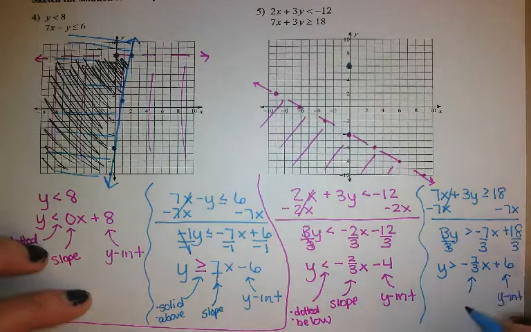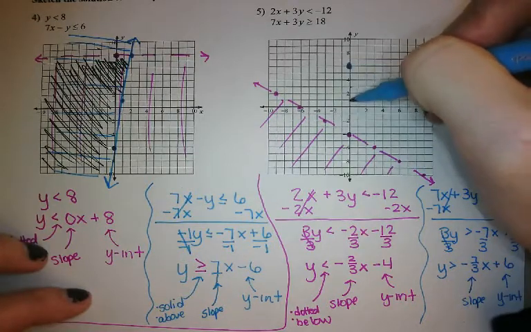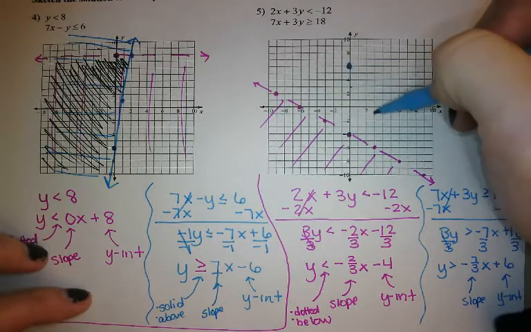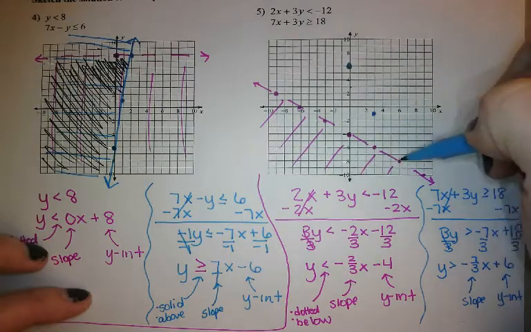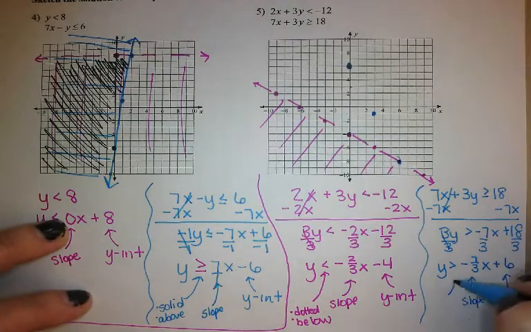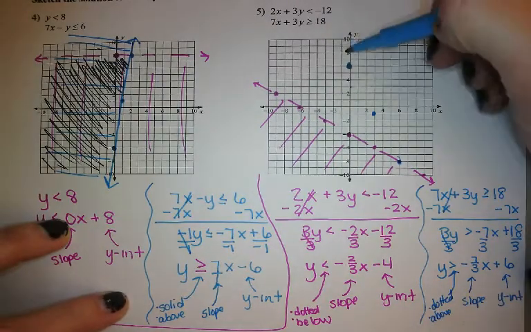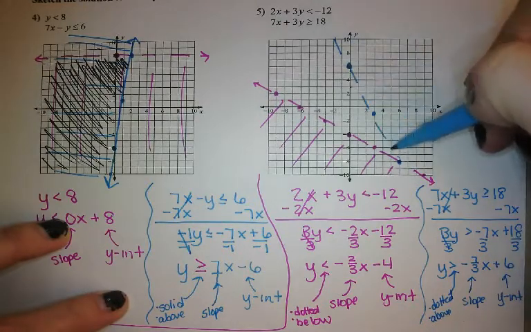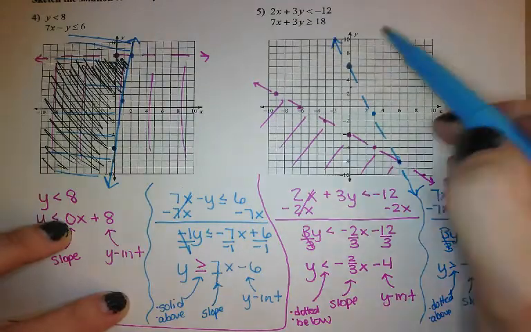And then you're going to do a slope of down 7, right 3. And I'm going to do that again. Okay, so they have a common point. That's going to tell me two things. One, that it's dotted. And because it's a greater than, I'm going to shade above. So we've got a dotted line, and then we're going to shade above.